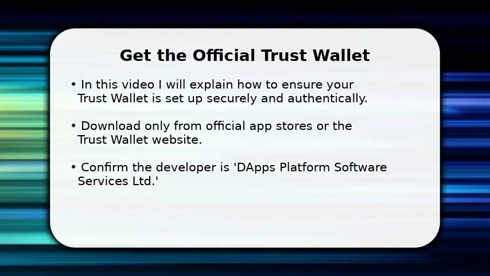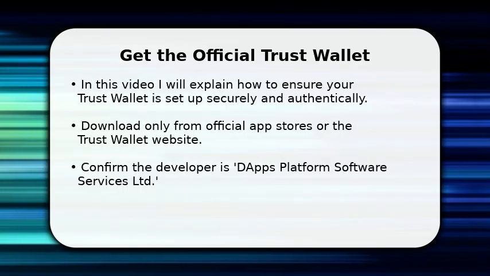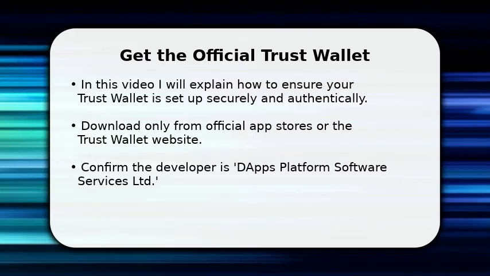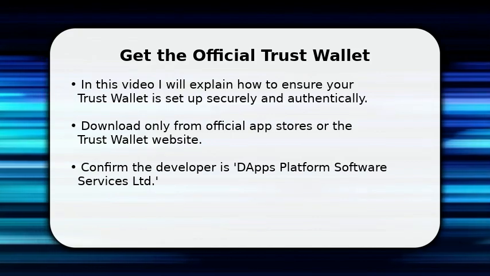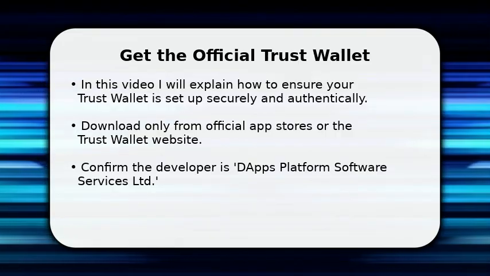Hello everyone. In this video, I will explain how to ensure your Trust Wallet is set up securely and authentically. First, it is crucial to download the genuine Trust Wallet application. Always get it directly from official app stores like Google Play or the Apple App Store, or from the official Trust Wallet website. Double-check that the developer is listed as dApps Platform Software Services Limited to avoid counterfeit versions. This initial step is vital for your security, as Trust Wallet itself does not require personal identity verification.